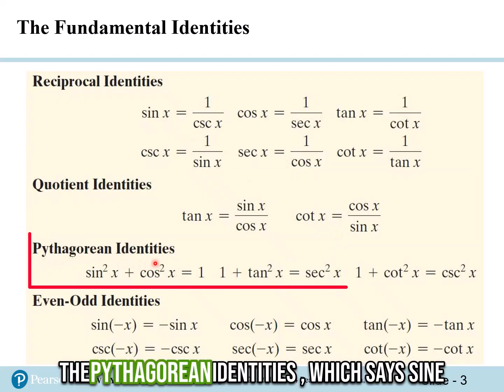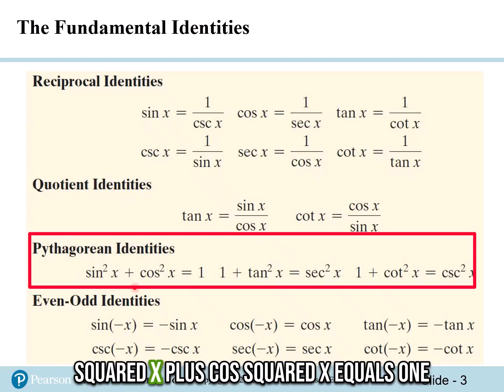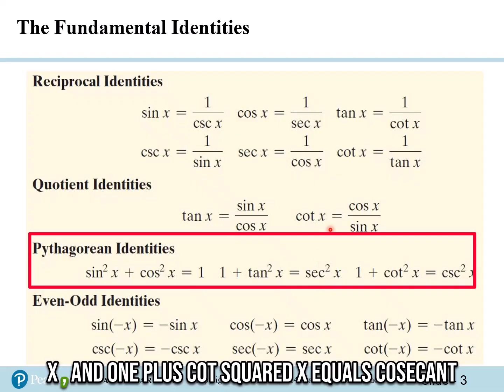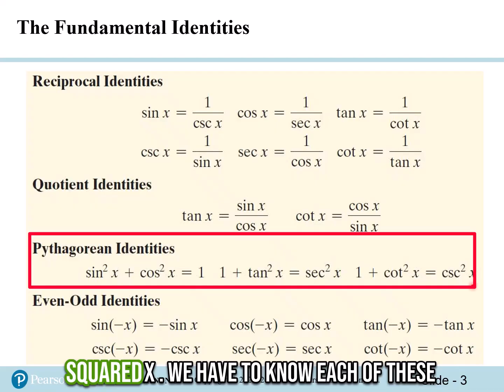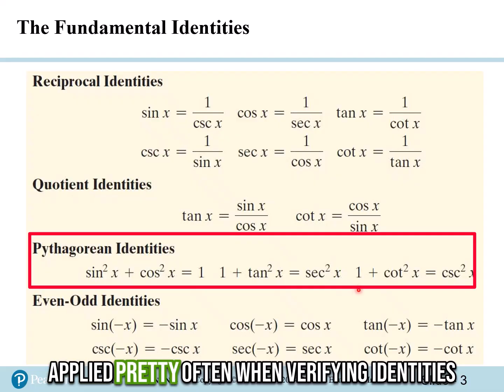Next, we have the Pythagorean identities, which say sine squared x plus cos squared x equals 1, 1 plus tan squared x equals secant squared x, and 1 plus cot squared x equals cosecant squared x. We have to know each of these identities well enough because these get applied pretty often when verifying identities.